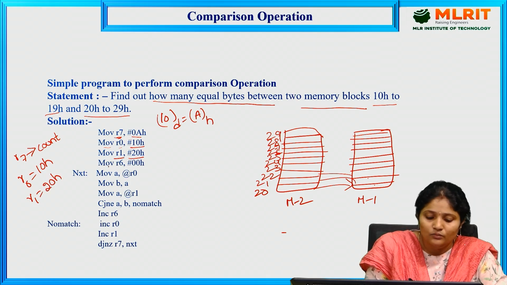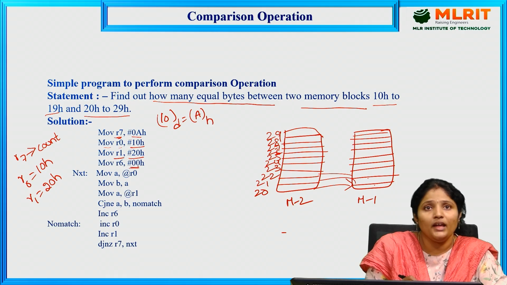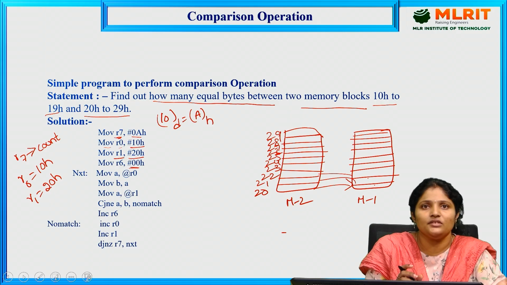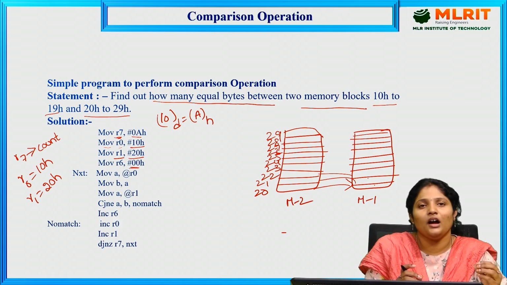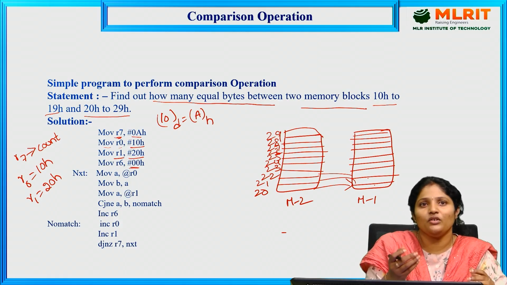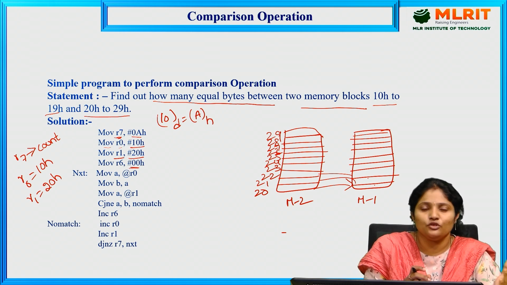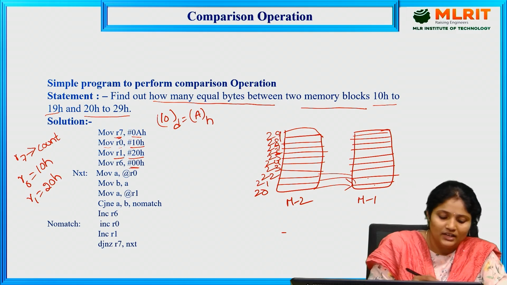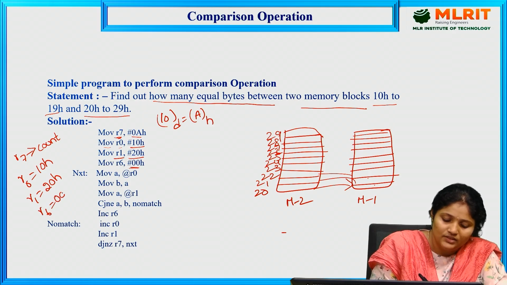Now MOV R6, #00. Why am I making the R6 register empty? I'm using the R6 register to store the output. The output should always start from 0 because it is a count. That's why I'm clearing any previous values in the R6 register, making sure R6 is empty to get our output properly. So R6 has the 00H value.